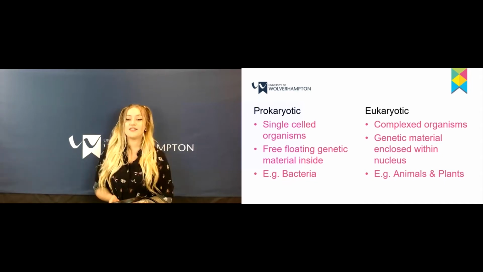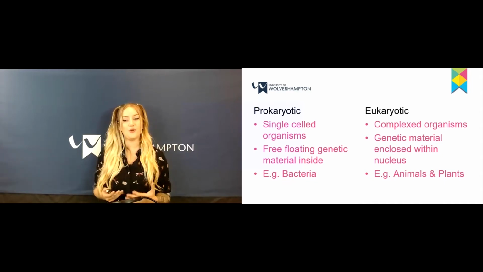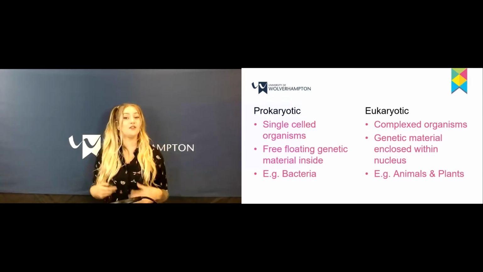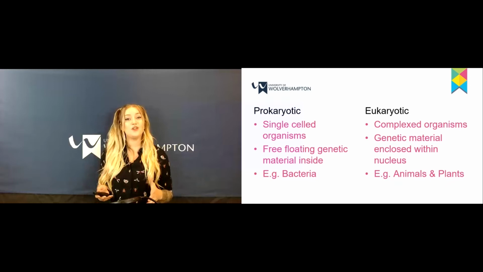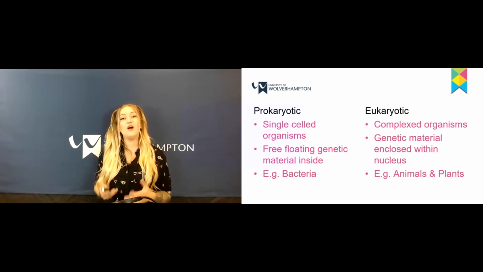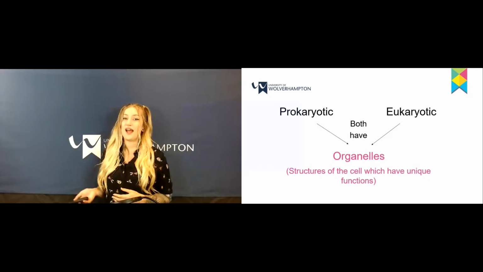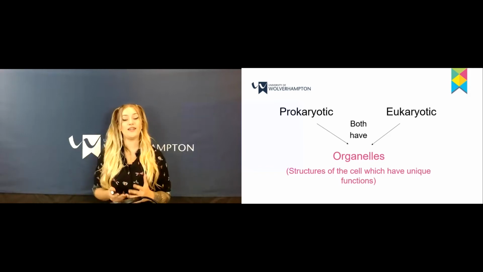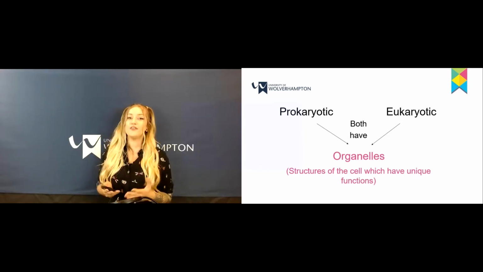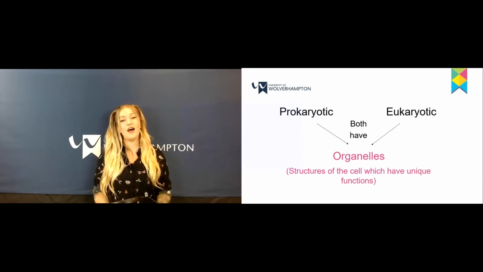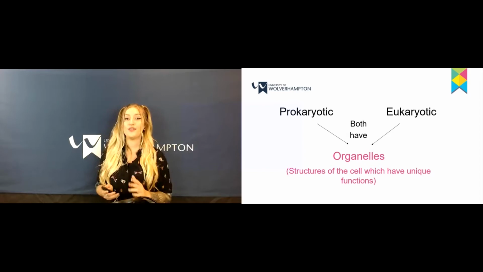Our eukaryotic cells are much more complex organisms. So they're your animals and your plants and your fungi, and these do have a nucleus and a lot of other structures in there as well. But importantly though, both prokaryotic and eukaryotic cells have organelles. And organelles is just a key word for the structures within those cells. And we're going to take a quick look at those now.